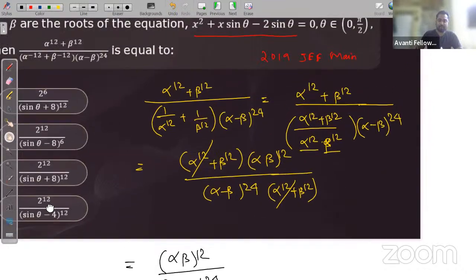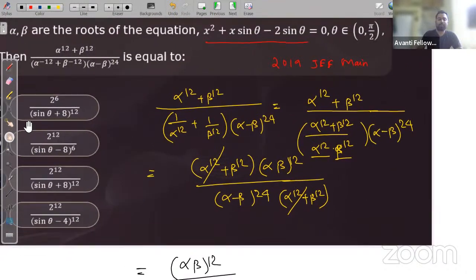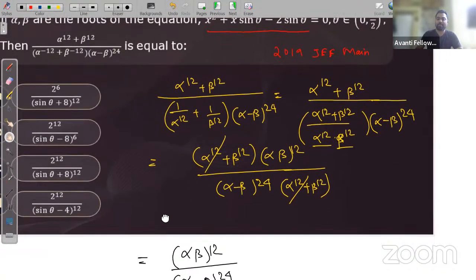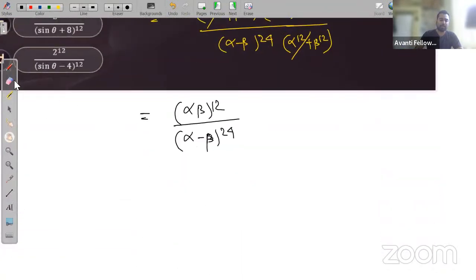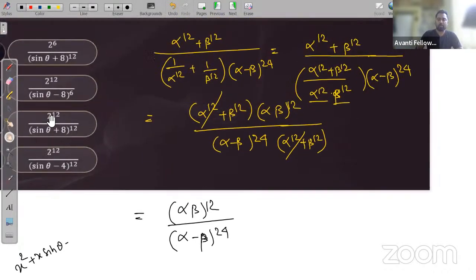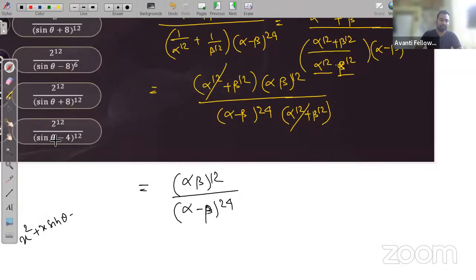It is given x square plus x sine theta minus 2 sine theta. I'm writing again: x square plus x sine theta minus 2 sine theta. This is the quadratic equation. You need to find the product of roots. So product of roots becomes c by a, minus 2 sine theta upon 1. So alpha into beta becomes minus 2 sine theta.